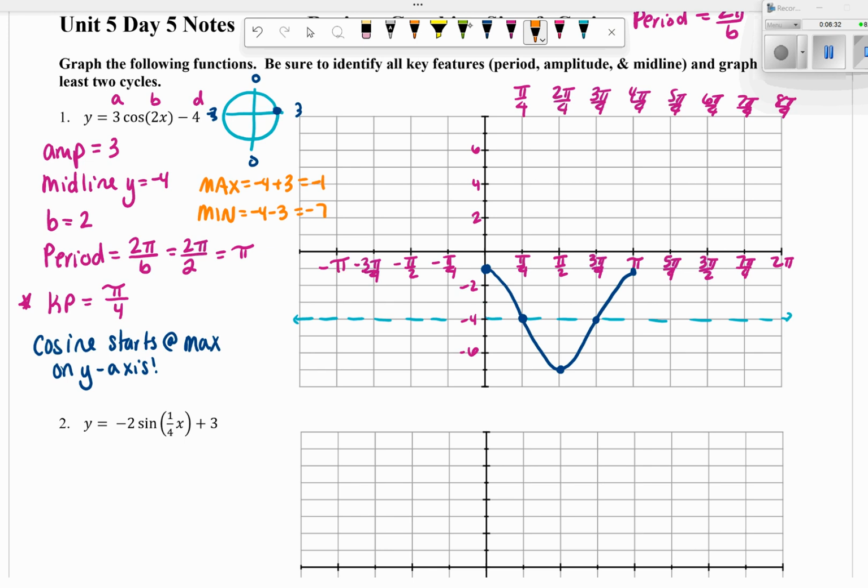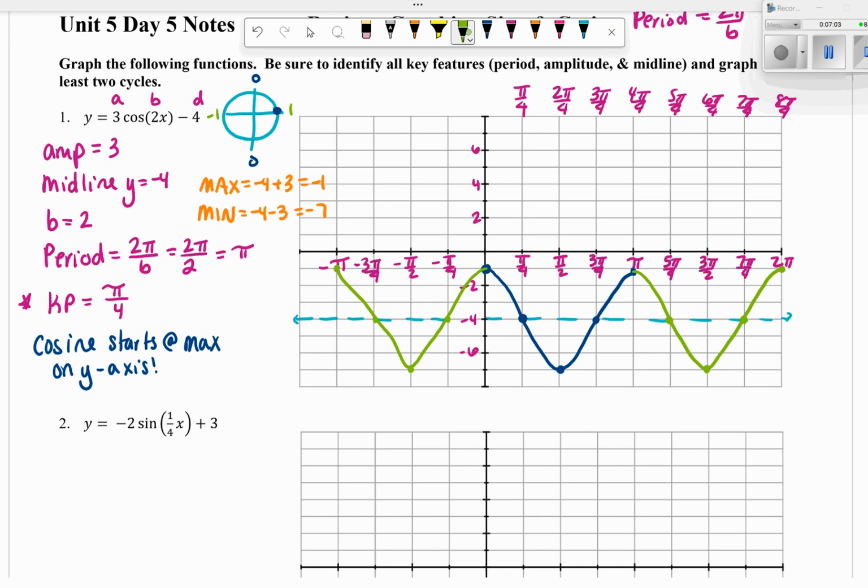So now I'm going to continue to graph. So this is one cycle, and these values are going to repeat. So the next one is going to be at 5 pi over 4 at the midline, 3 pi over 2 at -7, and then 7 pi over 4 at the midline, and at 2 pi, it's going to be back at -1. And then if I do the opposite direction, I would just go in reverse. So if I did my cycle in reverse, it would go this way.